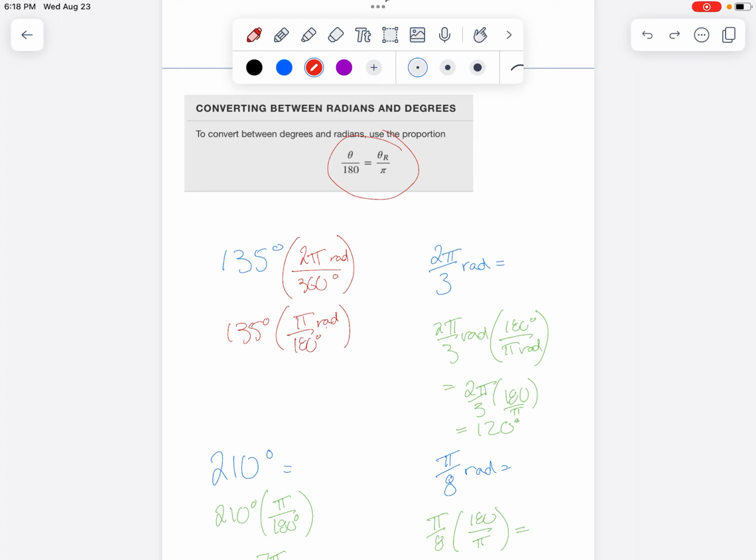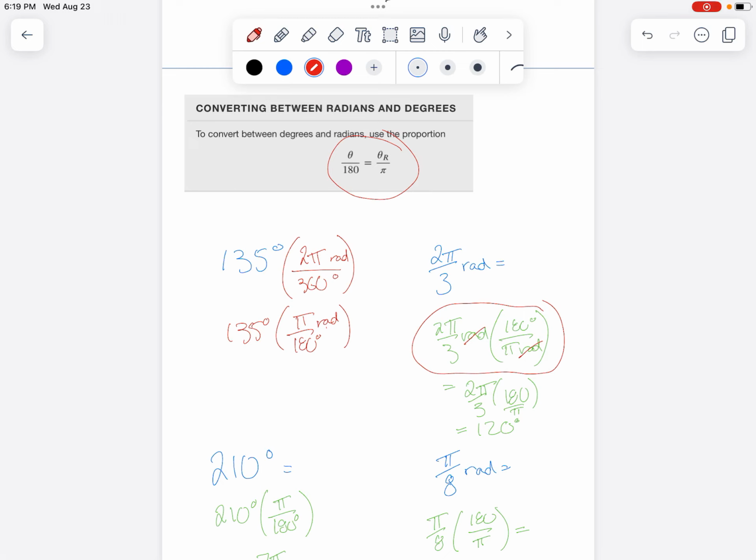135 degrees, you multiply by some conversion factor, 2 pi over 360, or pi over 180, and your degrees and degrees cancel, and you end up with some decimal, but it's in radians. Or if you want to go from radians into degrees, then you multiply by 180 over pi, so that the radians and the radians cancel out.